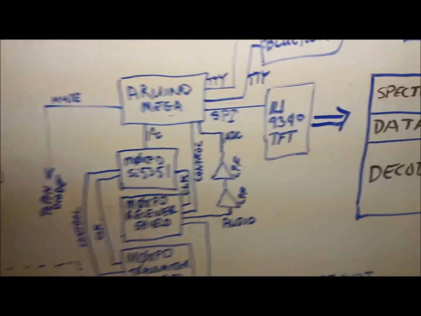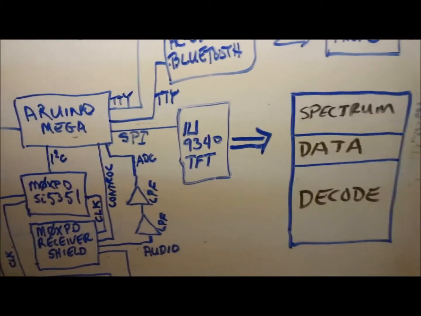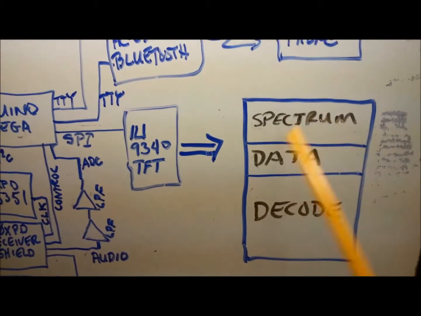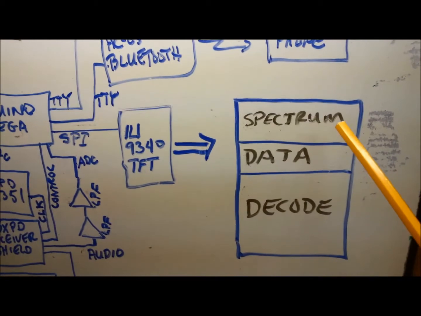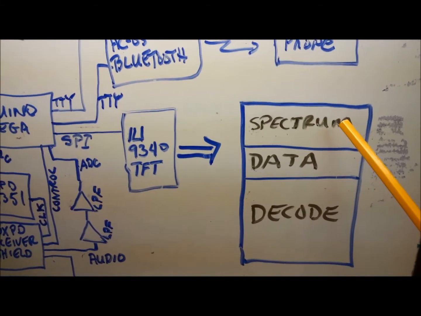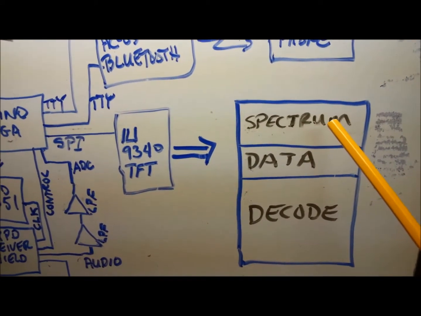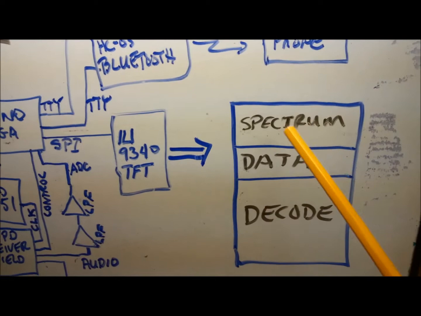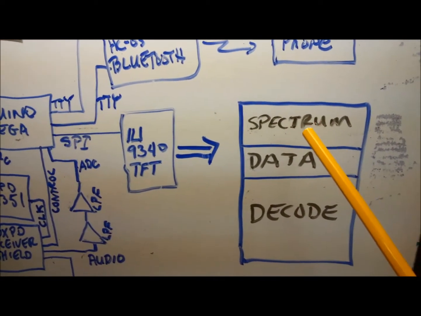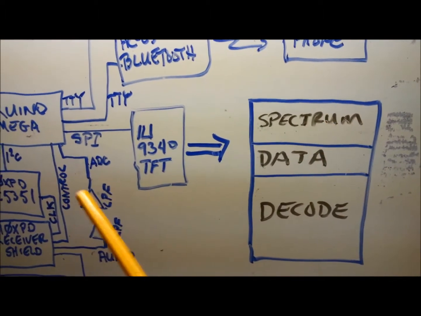The Arduino Omega is connected to a 9340 TFT display, and right here I'm showing how I've got the display set up. It's divided into three sections. The top section is giving a FFT spectrum display, and that's going to help me tune the signal, the RTTY or PSK signal, which I need to decode into the audio passband.